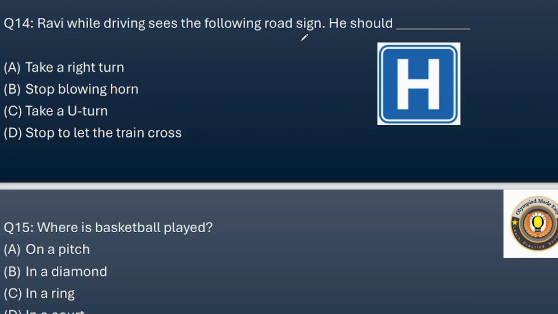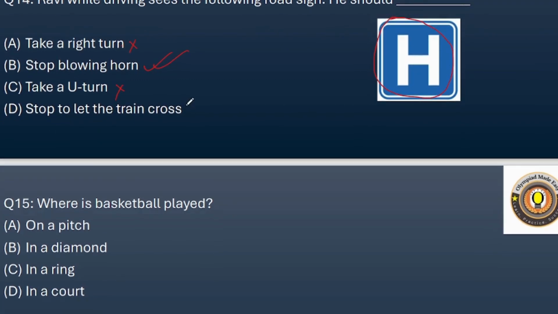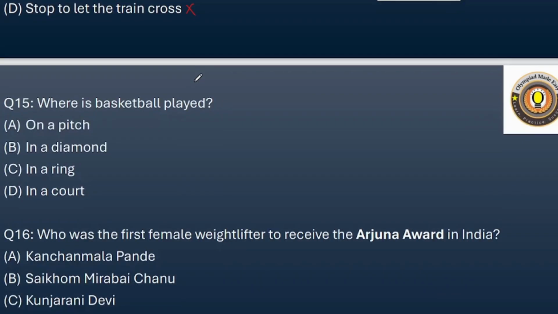Ravi, while driving, sees the following road sign. This H in the blue rectangular box means hospital ahead. What should he do? Take a right turn? No. Stop blowing horn? Yes. Near schools and hospitals, you should not blow the horn. Take a U-turn? No. Stop to let the train cross? No, this you do at the crossing. So the right answer is stop blowing horn, because this is hospital ahead.